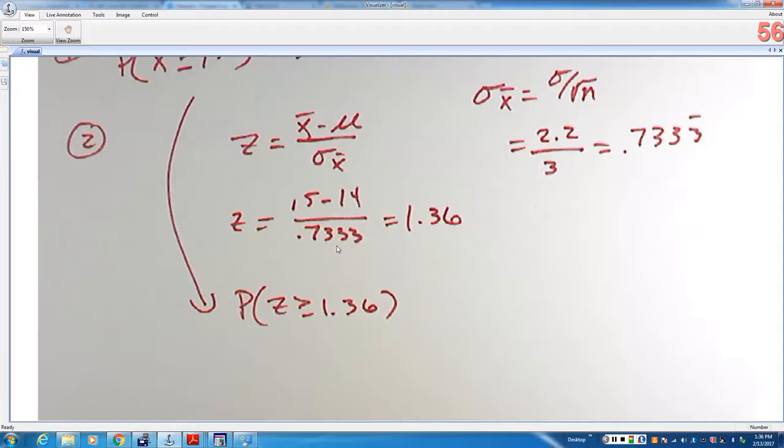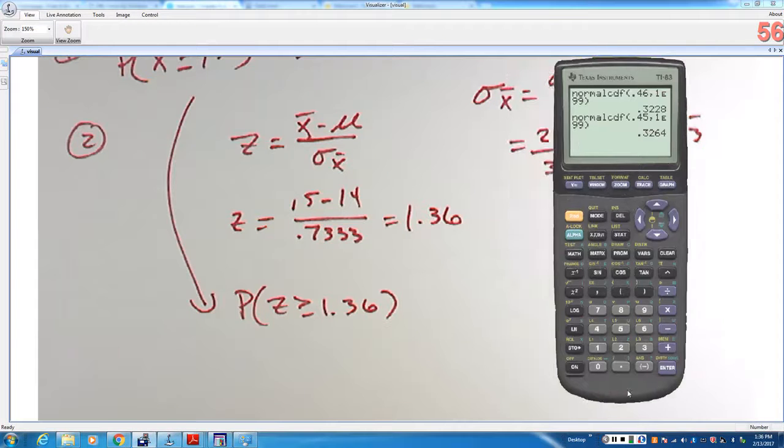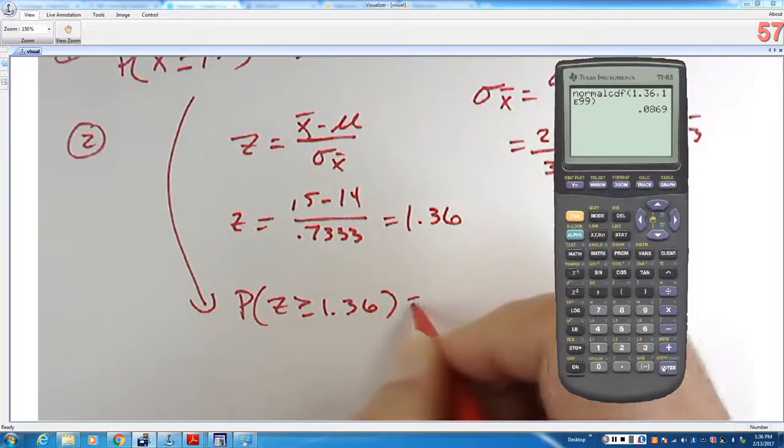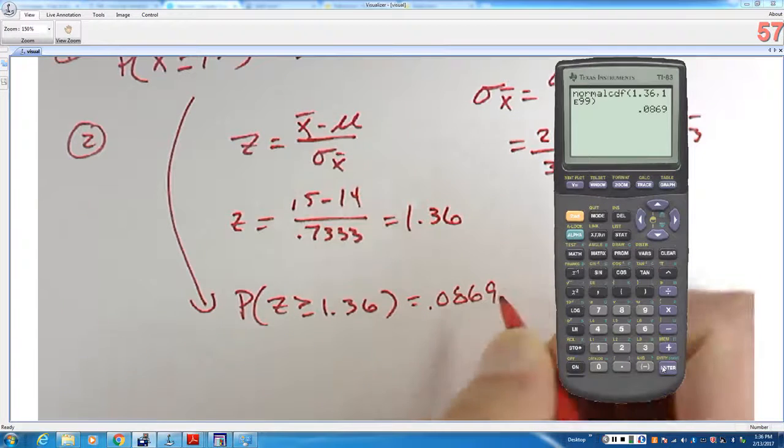And now we just find that probability. We go to our calculator, go second, vars, normal CDF, 1.36 comma 1 E 99 and press enter. And you get what as your answer? 0.0869. That's right.